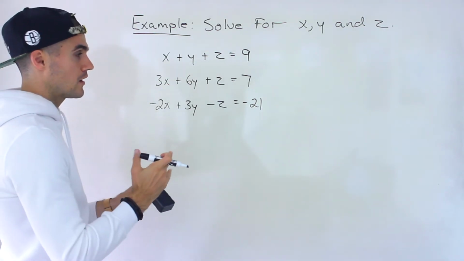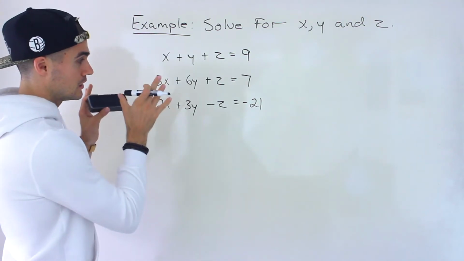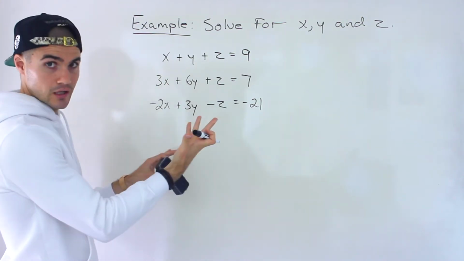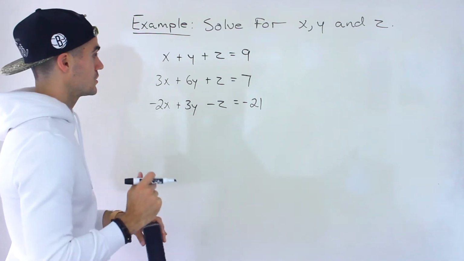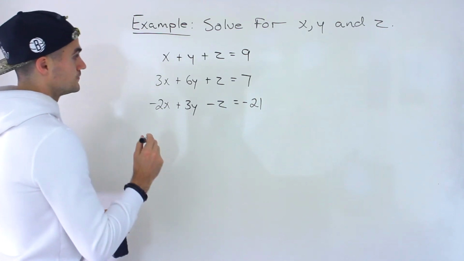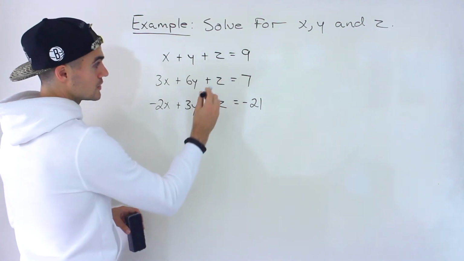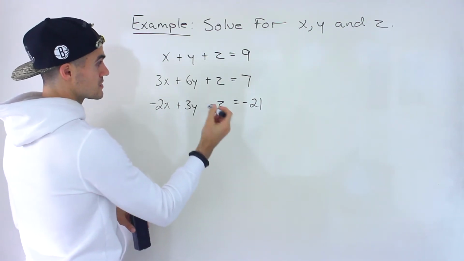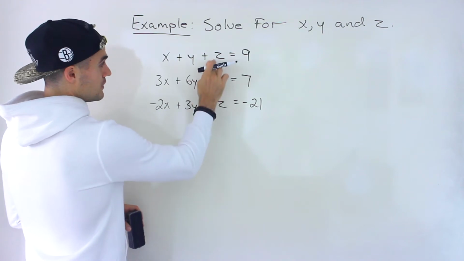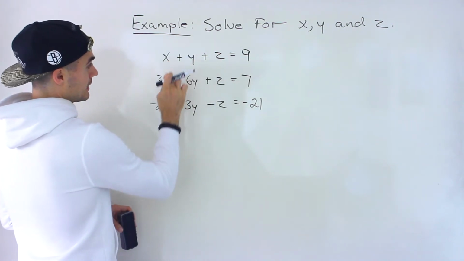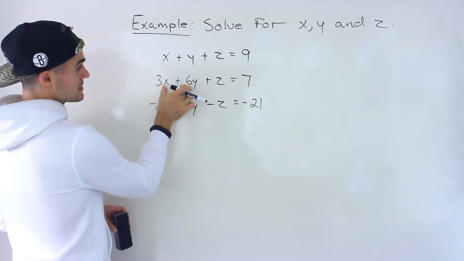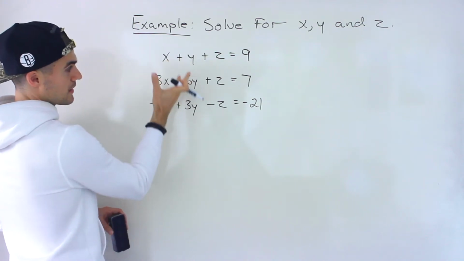Whichever way you go about it, I actually recommend pausing the video, trying it yourself, and seeing if you get the same solution. But personally, I'm going to do elimination and get rid of these z values. So I'm going to create two equations from this. With these two lines, I could take this line and subtract this one, or I could take this one and subtract this one. Doesn't matter which way you go.